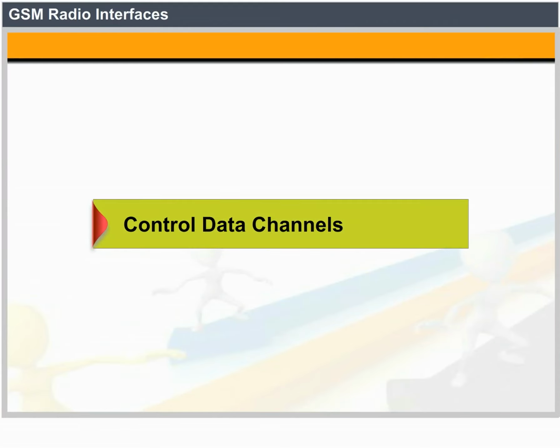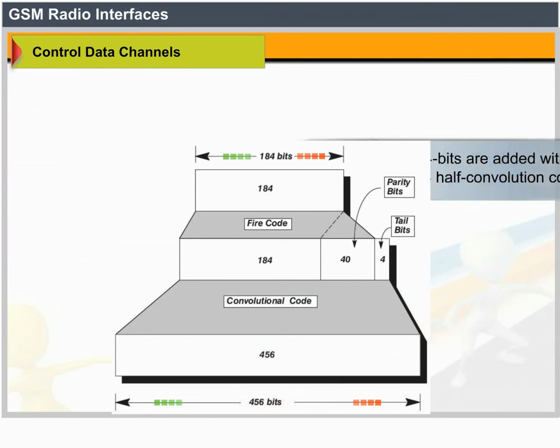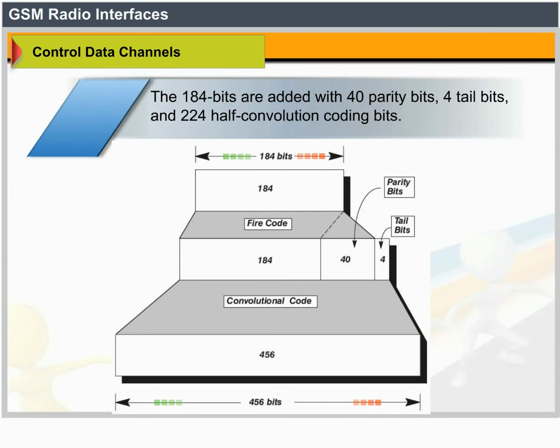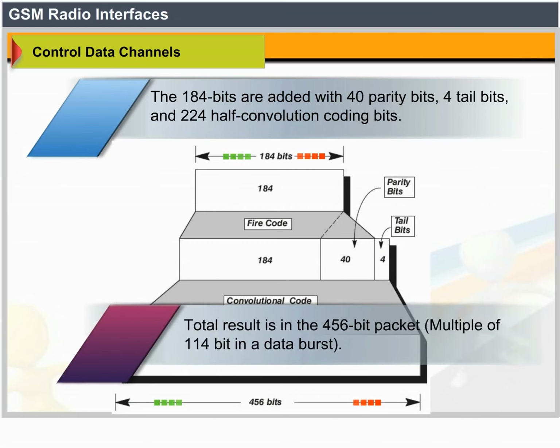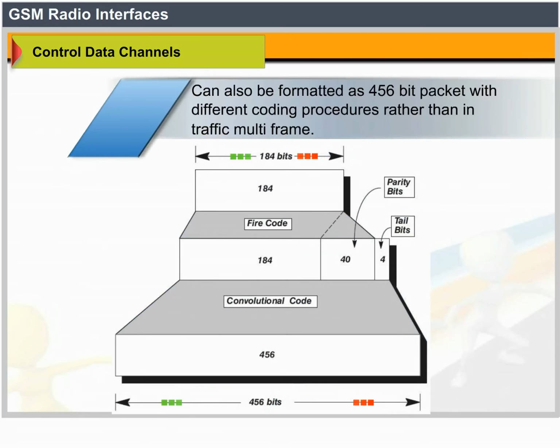Control data channels. The 184-bit packet from the data link layer is formatted for the data bus bits. The 184 bits are added with 40 parity bits, 4 tail bits and 224 half convolution coding bits. The total results in a 456-bit packet, a multiple of 114 bits in a data burst. There are 4 formats for control data bursts in data frames. They can also be formatted as a 456-bit packet with different coding procedures than in the traffic multi-frame.